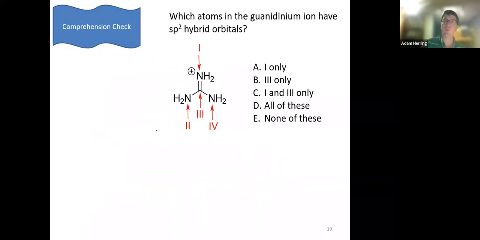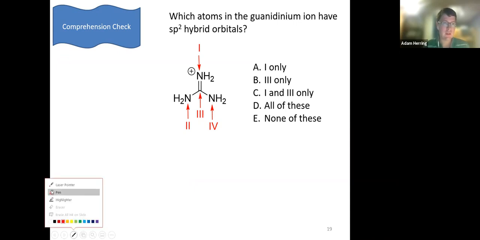All right, let's try one more. Pause the video and try this one on your own, and then I'll walk you through a solution. Welcome back. So we want to know which of these atoms in the guanidinium ion have sp2 hybrid orbitals. So this, in a way, is a little bit of a trick. And the reason is because there are some things that are missing.